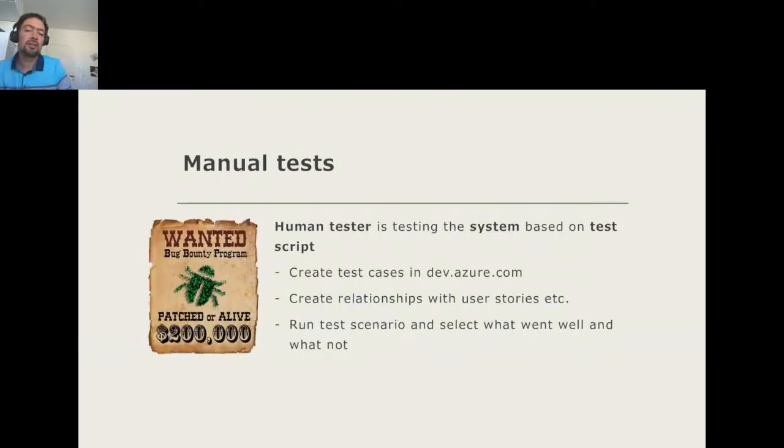Now to the manual tests. In manual testing, there is a human tester who is testing the system based on some test script. In our case, when we are talking about the Microsoft stack, you can easily create a test case in dev.azure.com. You can create relationships from this case to user stories, which you currently have in your Kanban, in your Azure Boards. And you can run the scenarios and select what went well and what not.